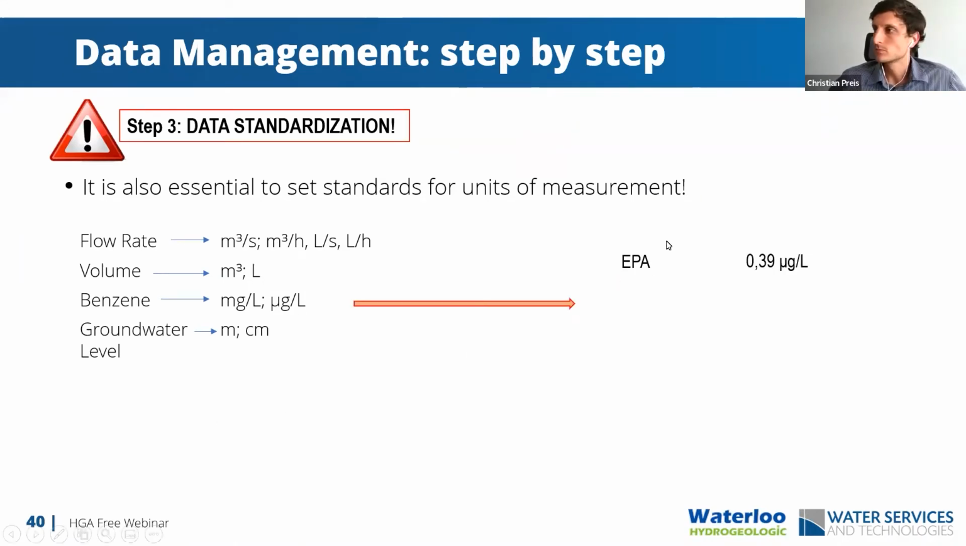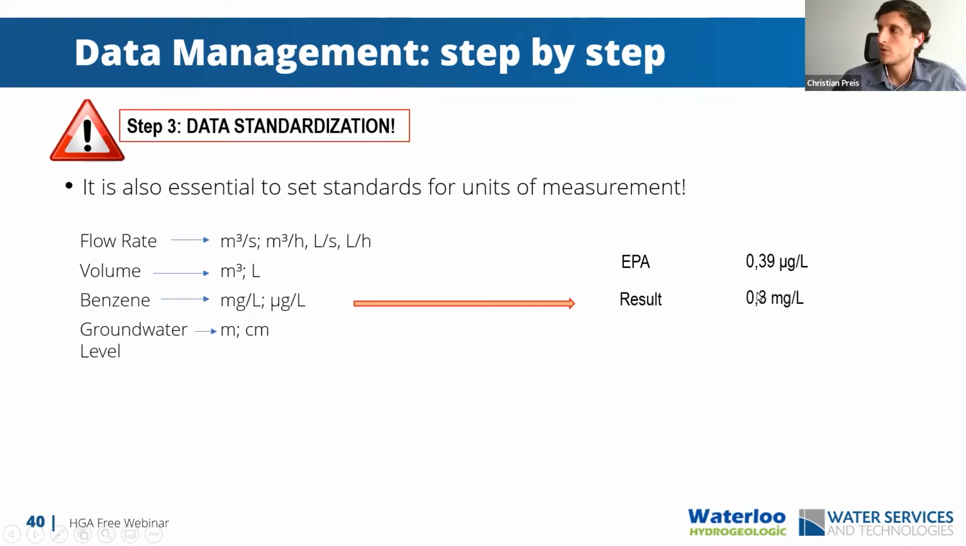For example, benzene in the EPA, the maximum value is 0.39 micrograms per liter. But let's say that I didn't establish any standards for units, and I put in my database the number 0.3. I just know that it's 0.3. I don't know if it's milligrams or micrograms.